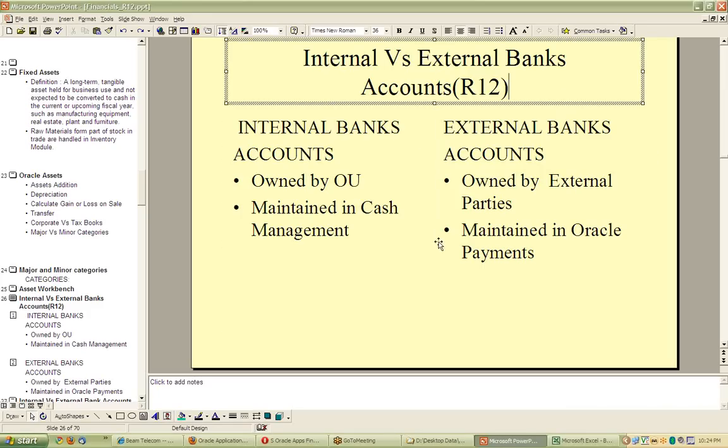So we have an internal bank account and we have external bank accounts. Internal bank accounts are basically the accounts which are owned by the operating unit, from which you make payment to your supplier for the goods purchased, or the account in which you deposit the money that you collect from your customers. External bank accounts are accounts of the external parties, namely the customers and suppliers.